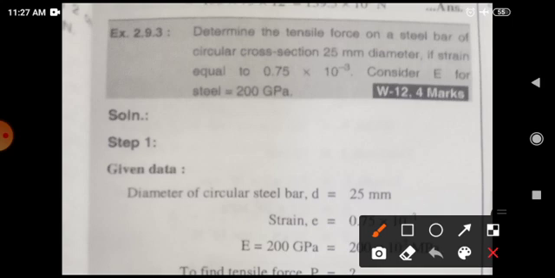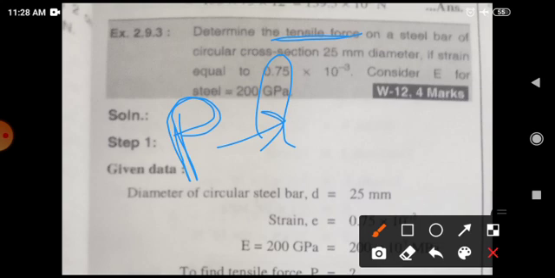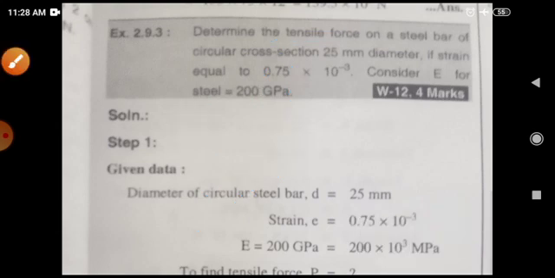Okay, first you must know the notations or sign convention for each and every concept. First one is tensile force. We have to find tensile force P. This is of tensile nature. In this whole chapter, force or load we have assumed to be P. So the first thing we have seen from this problem is that we have to calculate the tensile force P.